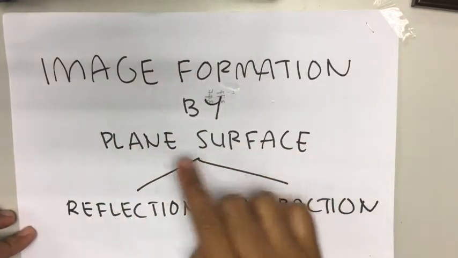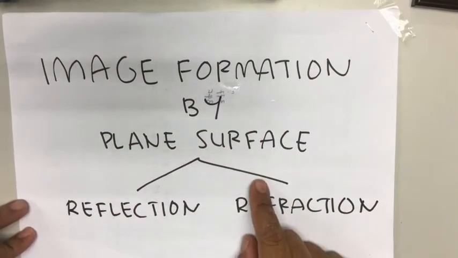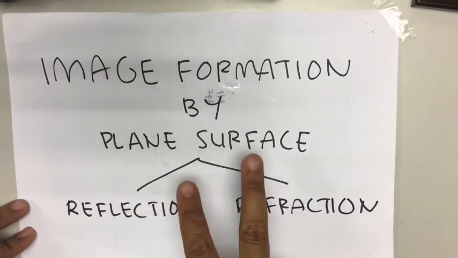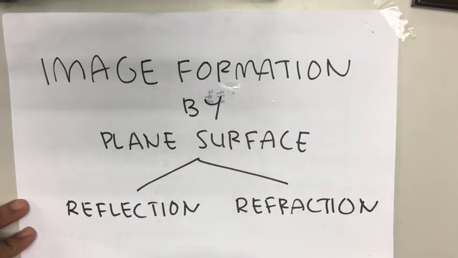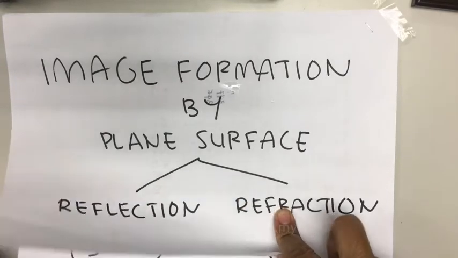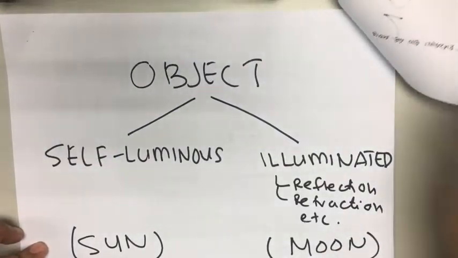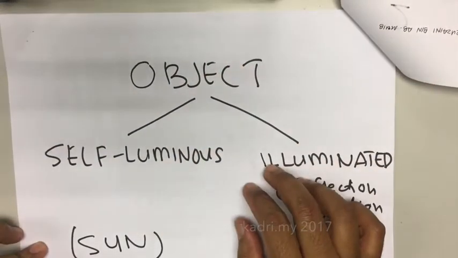Okay, now we will go to the image formation by plane surface. We will consider two phenomena where we can see image: first by reflection and second by refraction. Alright, so before we proceed with that, let's define what an object is in optics.